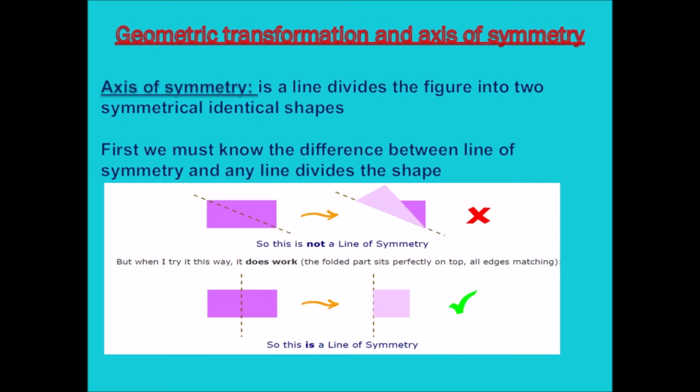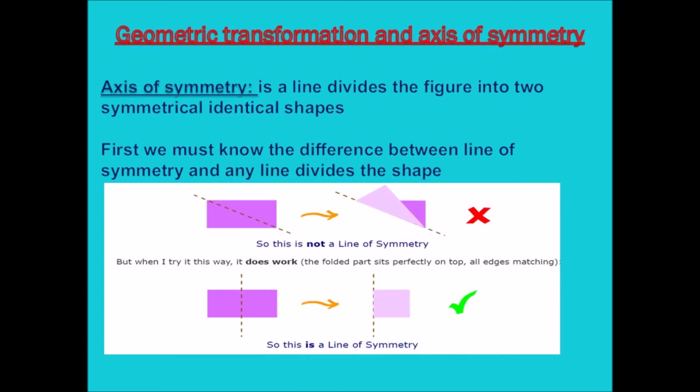So what does it mean? This means that by drawing any line in the shape, it will not be asymmetric. We have a very important condition, which is that the axis of symmetry must divide the shape into two equal parts. As you see in the figure, on the right side we have a triangle, and there is a line drawn at the end of the figure. So this is not an axis of symmetry because it's not dividing the shape into two parts.